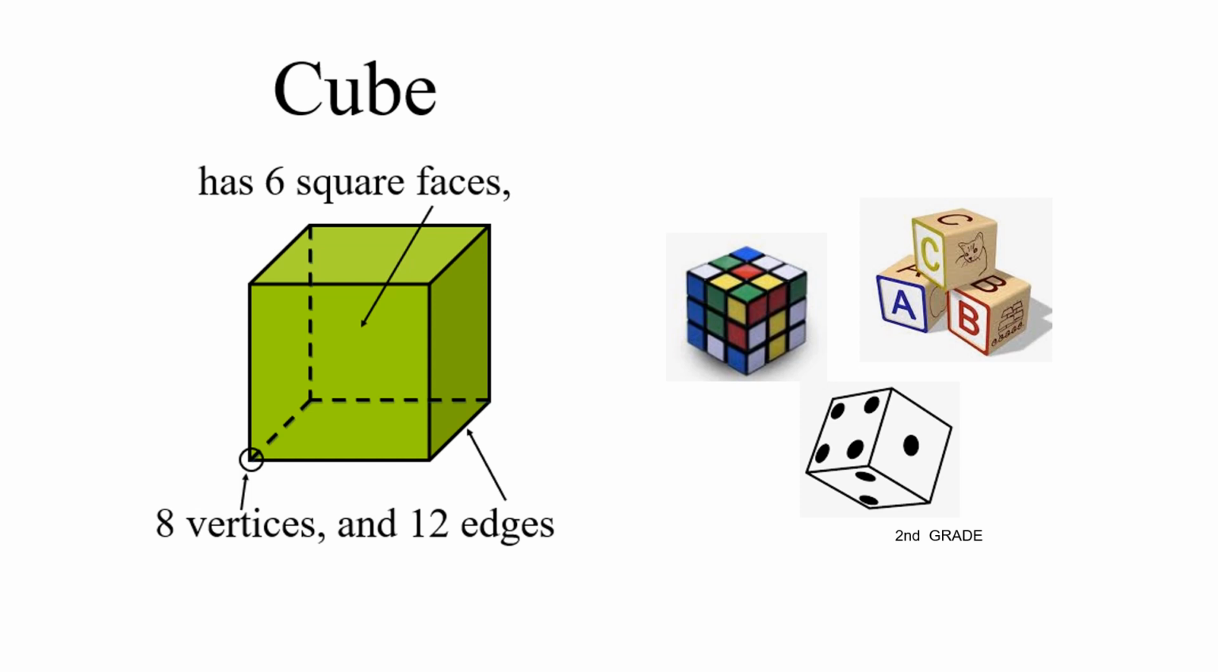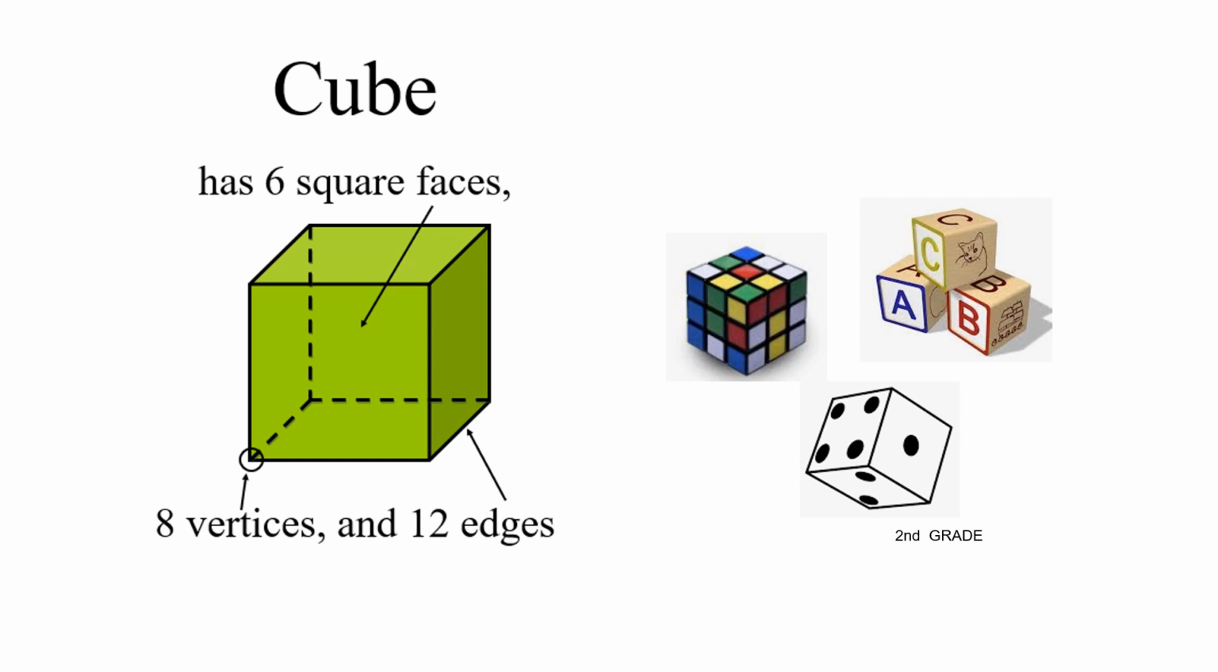Let's practice describing a cube. A cube has 6 square faces. There are 4 faces that go around, 1 face on the top and 1 face on the bottom.